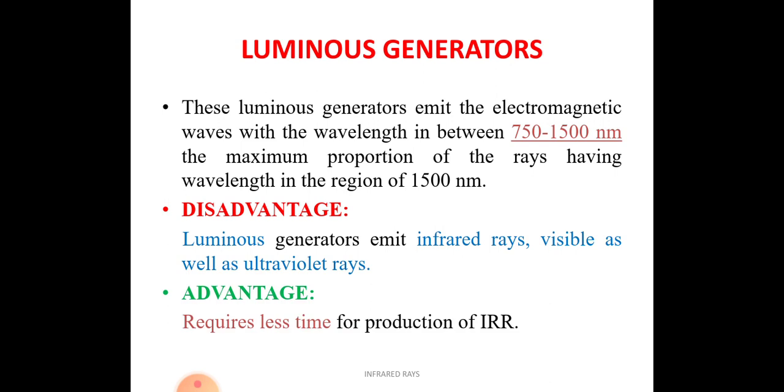Now the advantage: it requires less time for the production of IR. So the advantage of the luminous generator is the disadvantage of the non-luminous generator, and the disadvantage of the luminous generator is the advantage of the non-luminous generator. Clear? So these are opposite to each other.